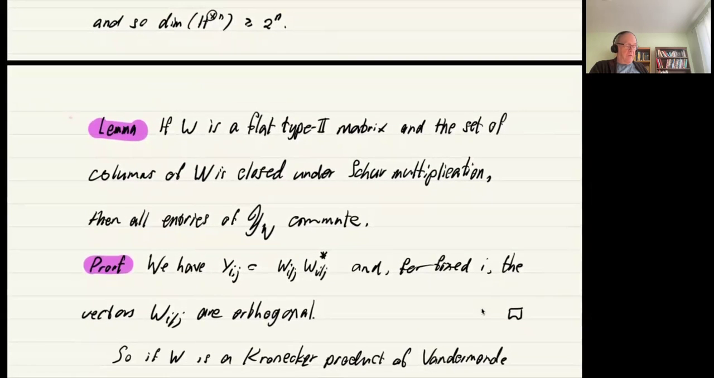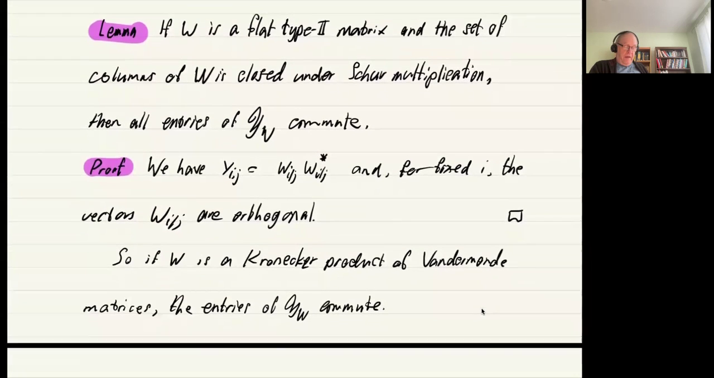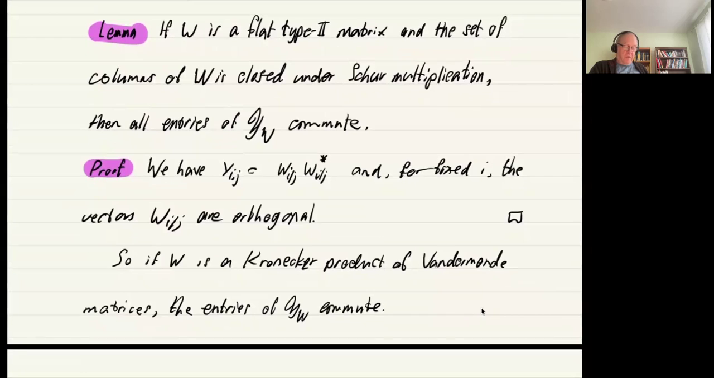So this is actually saying what I said before, that if I have a flat type 2 matrix W and the set of columns of W is closed under Schur multiplication, then all entries of the matrix of idempotents commute. And there's the actual proof. It follows that if W is a Kronecker product of van der Waals matrices, then the entries of the matrix of idempotents commute.